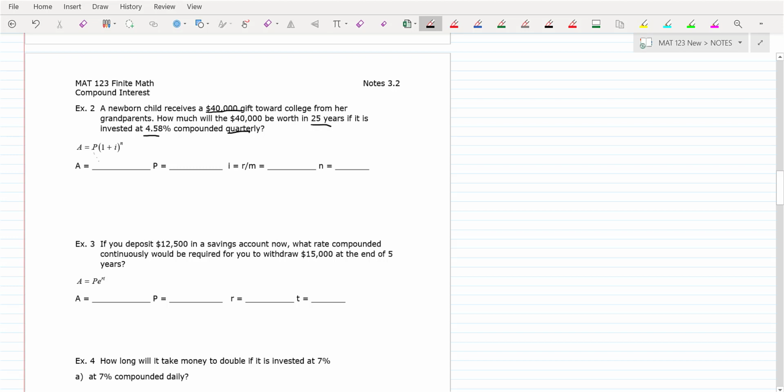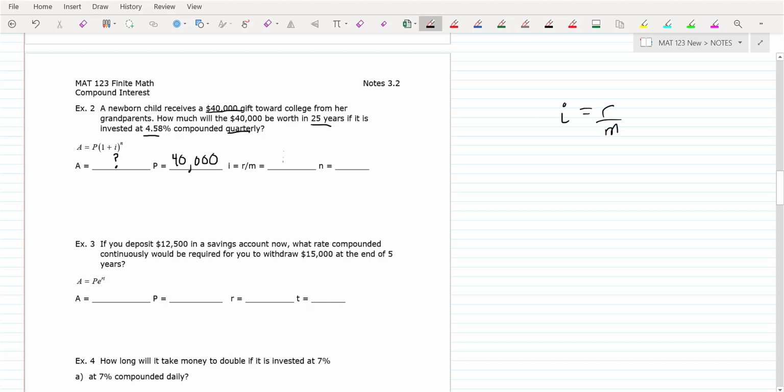We're just going to identify everything that we need to know in this formula. The compound interest formula is P times (1 plus i) to the n. The amount is what we don't know. That's going to be how much we'll have after interest. The principal, what's that? 40,000. That's what we're putting in. Now the interest, remember in this formula, i is r over m.